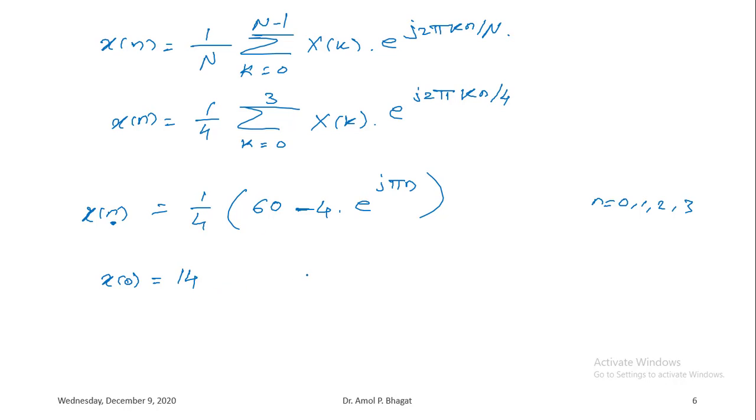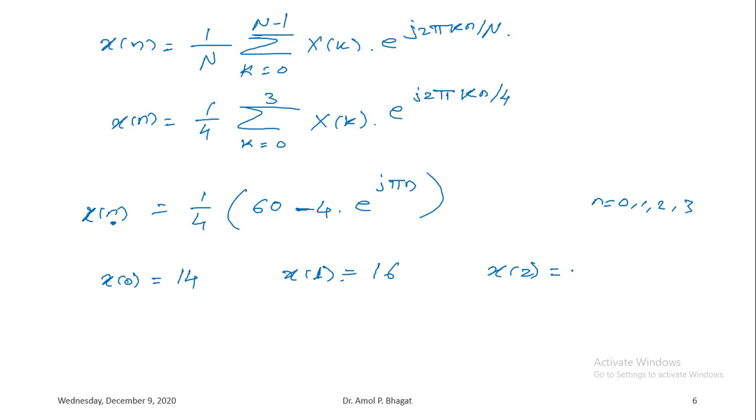Okay, similarly x of 1 will be 1 by 4, in bracket 60 minus 4 into e to the power j pi, as I'm substituting n equals 1 here, so it will be cos pi plus j sin pi, right? So it will be minus 1, so it will get added, 60 plus 4, so 64 multiplied by 1 by 4 will be 16, right?